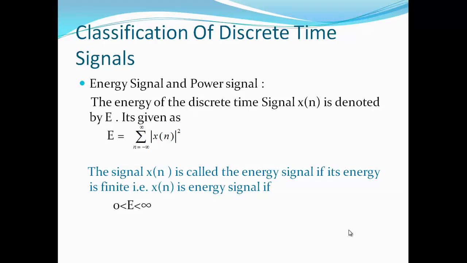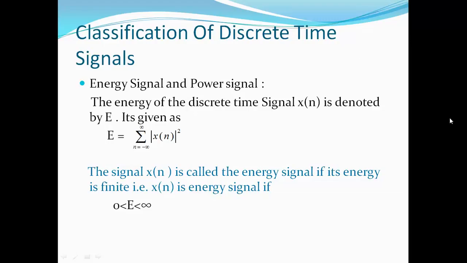Let's begin with various discrete time signals. You have energy signals, power signals, periodic signals, aperiodic signals, all of which you have studied, I hope. You have even signals, odd signals, multi-channel, multi-dimensional, deterministic, and random signals that have all been discussed. What is the energy signal?